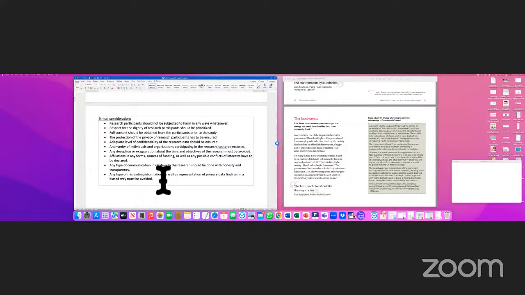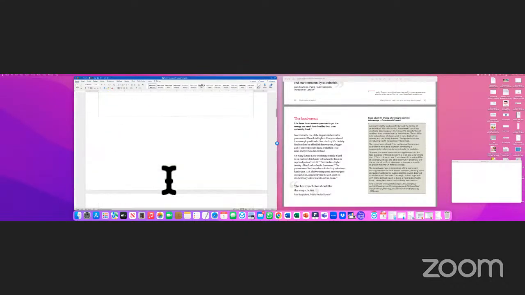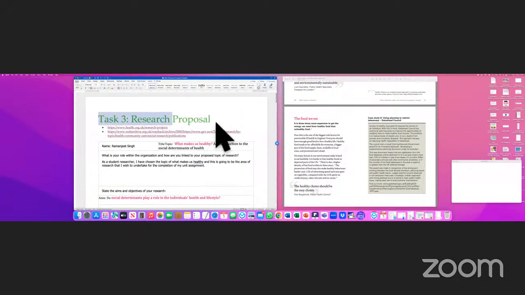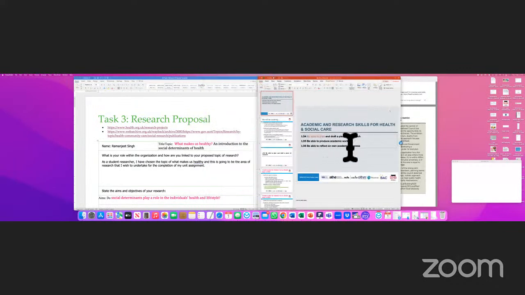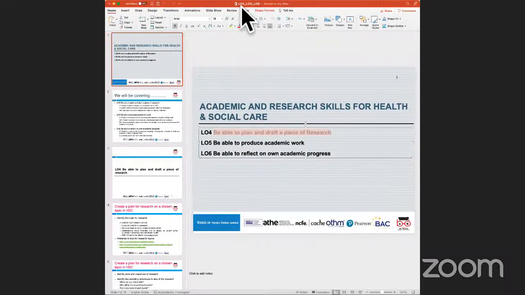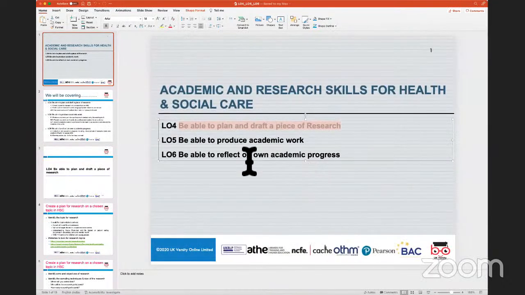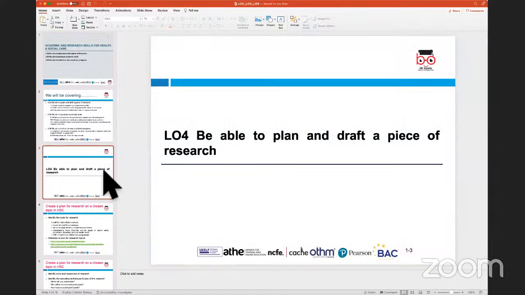Now, this bit that you complete is going to help you complete part one of your task, and that is what we are discussing today, which is to be able to plan and draft a piece of research. So what we are looking at doing with this is basically creating what is called a research project proposal or a specification, and that is what is required to be studied in what is called learning outcome 4. So we need to be able to plan and draft a piece of research.